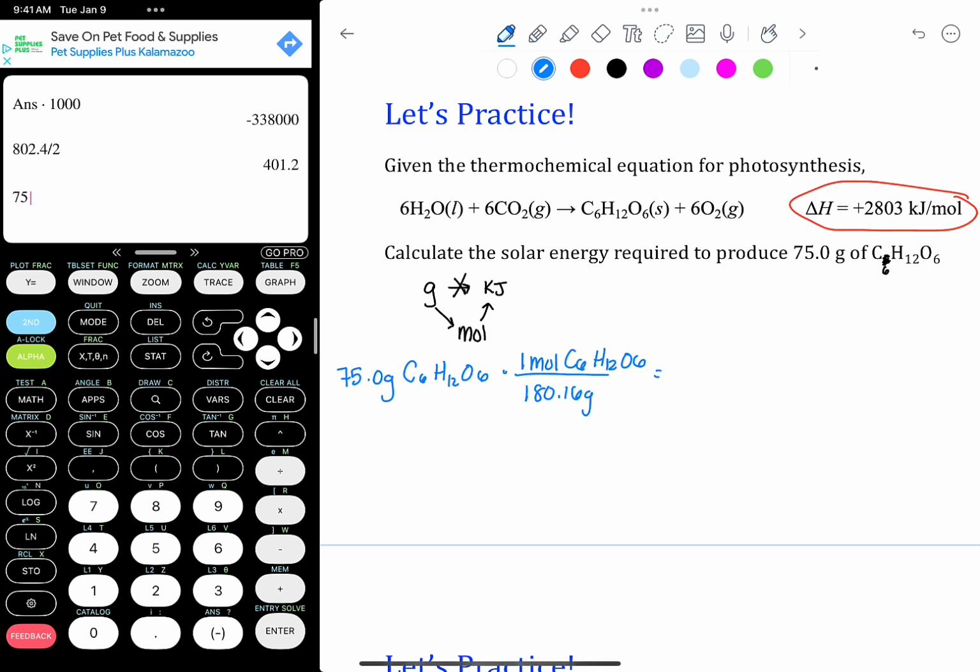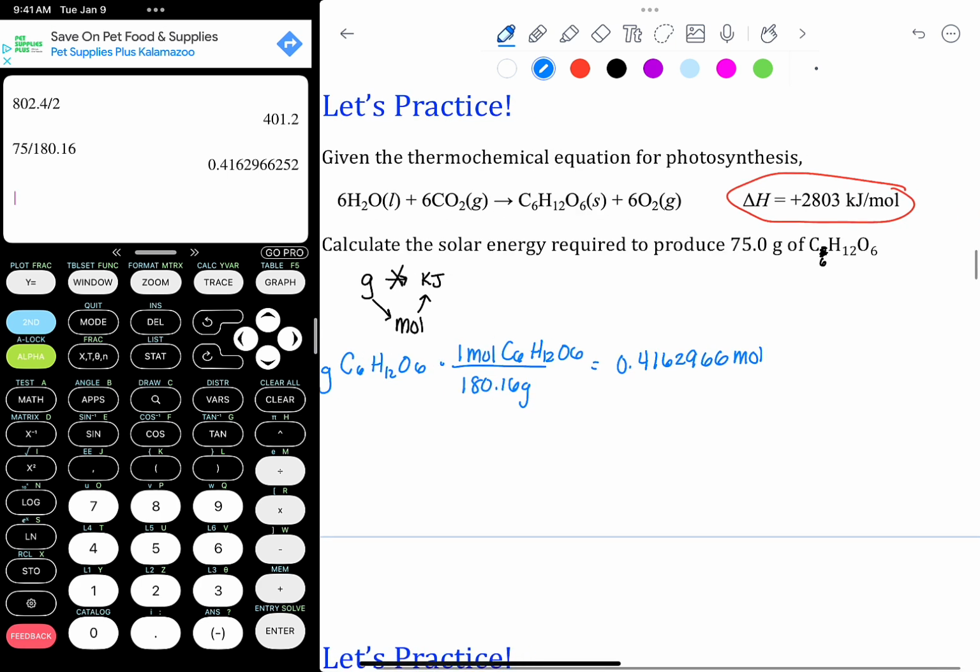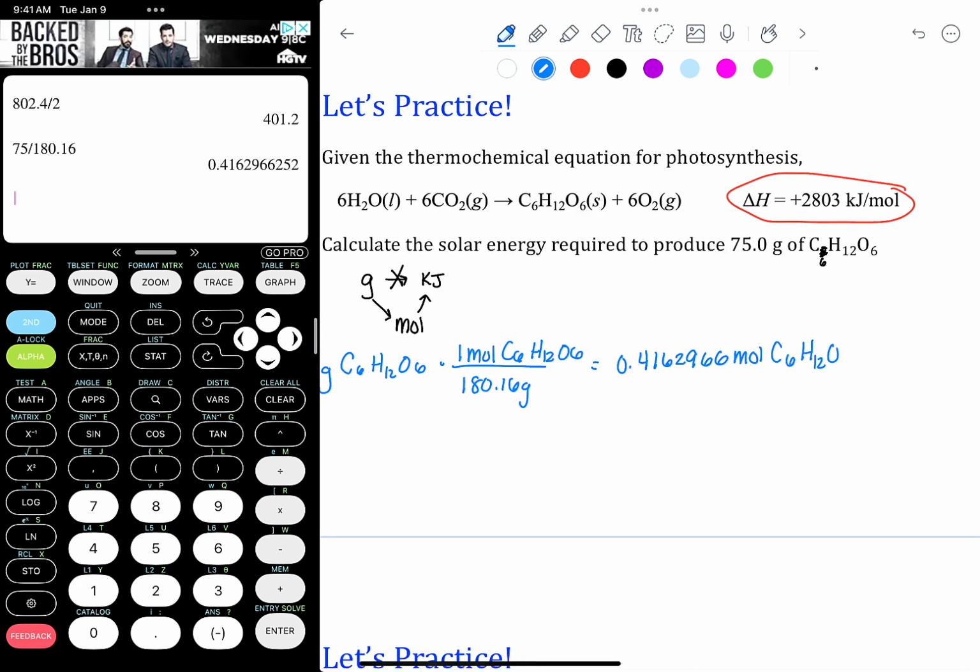So we take 75 and we divide it by 180.16 to get a mole value of 0.4162966. And that's going to be moles of C6H12O6. So we've done our first part. We've gone from grams to moles. Now we want to go from moles to kilojoules.